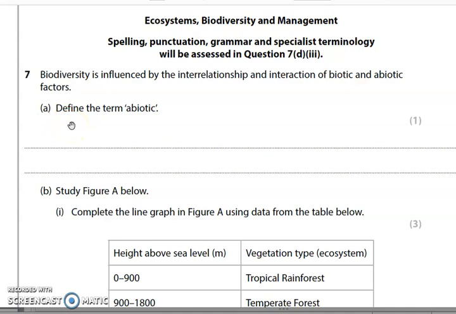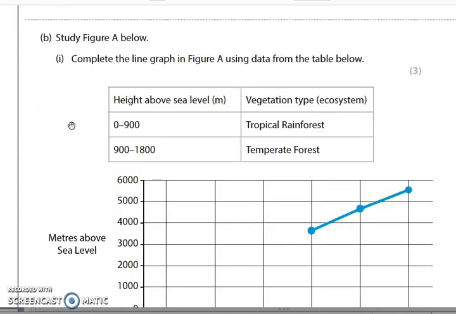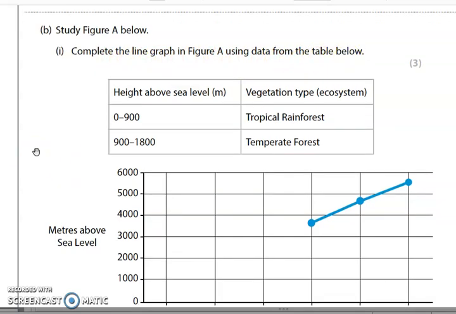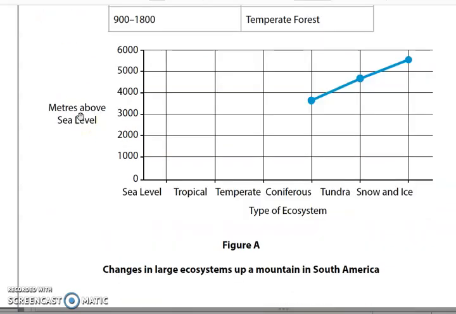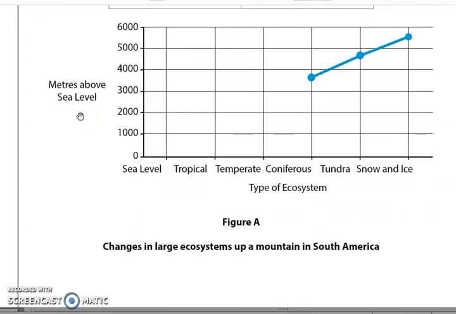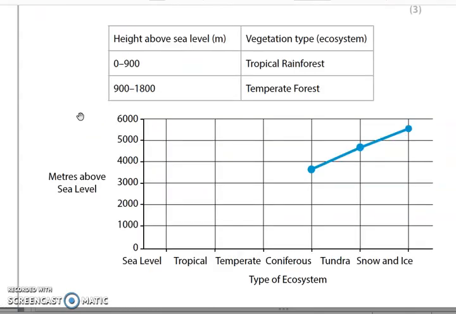Now we're going to move on to the next question. Study figure A below. Complete the line graph in figure A using data from the table below. Now this is a common error where people look at this and they don't see any lines for writing and they move straight on. Okay, they think that this is just a resource they need to refer to, but that would be a big mistake.